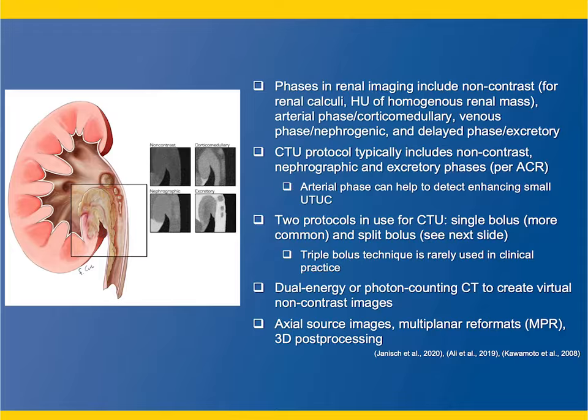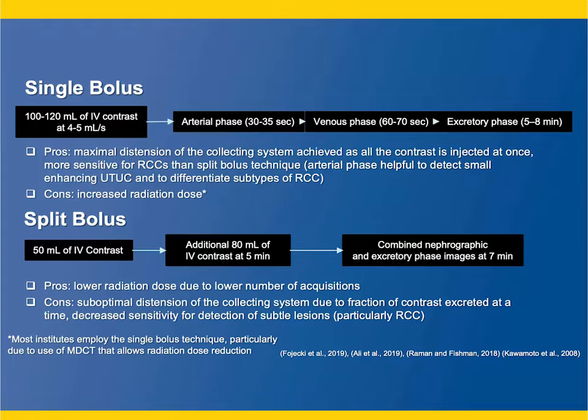Now, as I mentioned, delayed phase imaging is probably the single most important phase for looking for urothelial tumors, but if they're large enough, you'll pick them up early and they'll cause perfusion changes. People talk about split bolus. We never use split bolus. We like single bolus for everything we do. Dual energy and photon counting may be helpful, though there is really no proof to that at the current time.